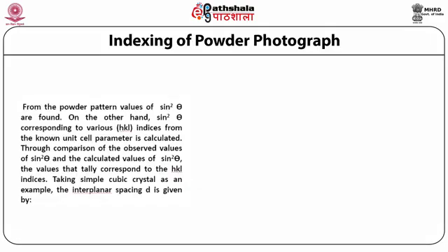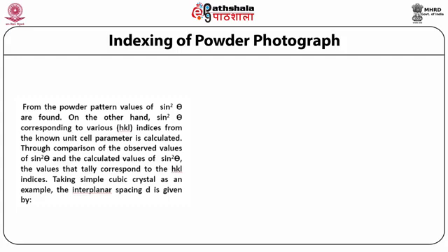From the powder pattern, values of sine squared theta are found. On the other hand, sine squared theta corresponding to various hkl indices is calculated from the known unit cell parameters. Through comparison of the observed values of sine squared theta and the calculated values of sine squared theta, the values that tally correspond to the hkl indices.